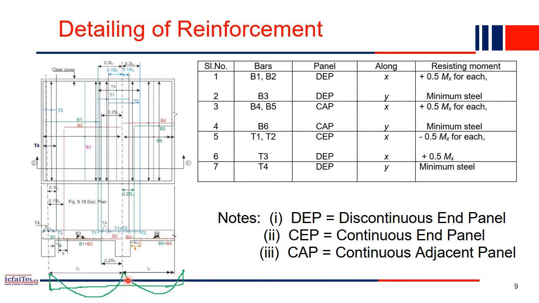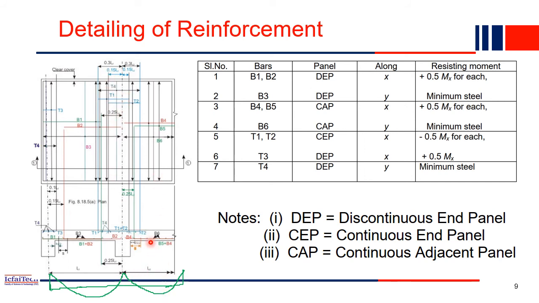Similarly, if you see near this support, we have negative bending moment. Because of that, the bending will happen towards the top fiber. That's why T1, T2, T4, all of these are provided near the support itself, because here you will find the negative bending moment. That's why top reinforcement is provided here.